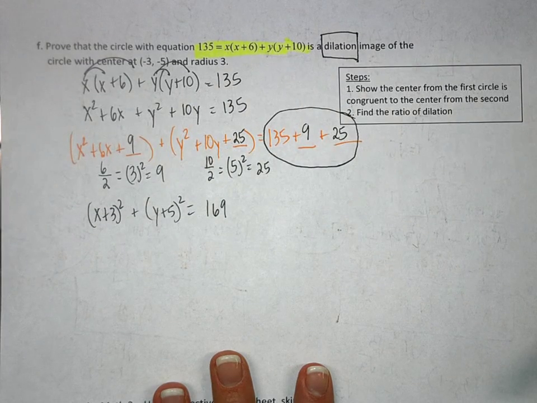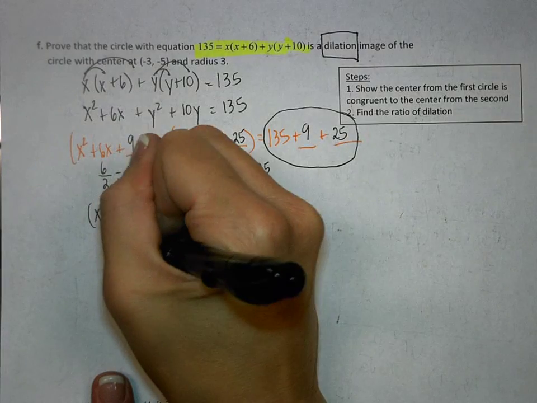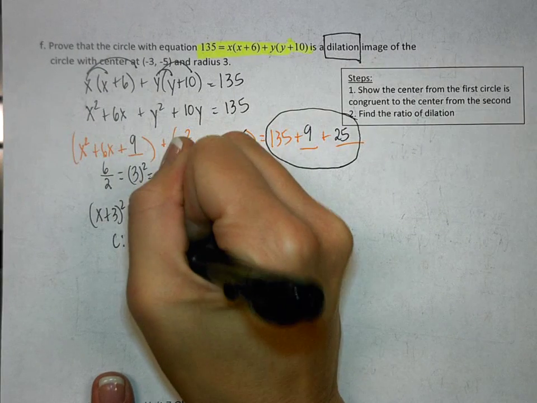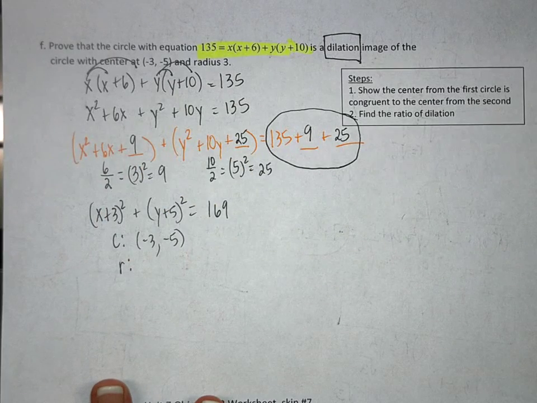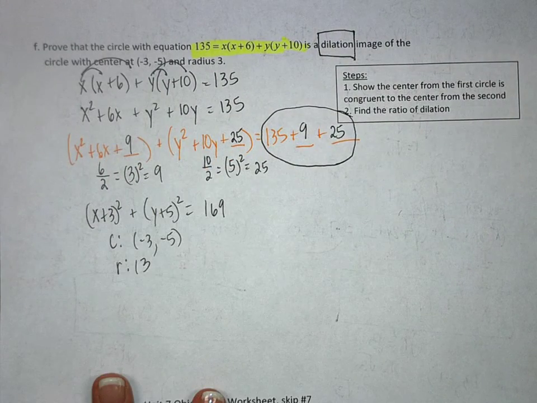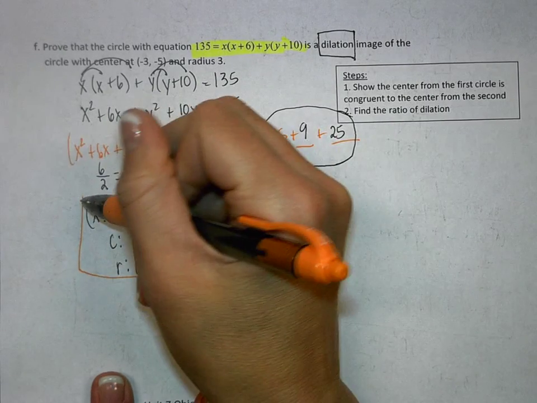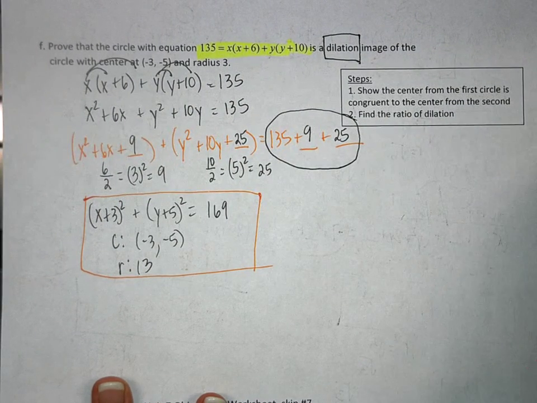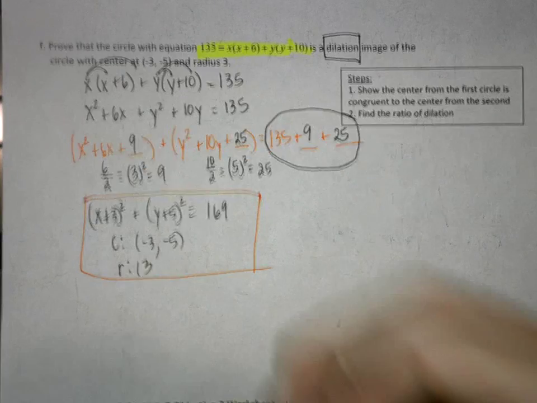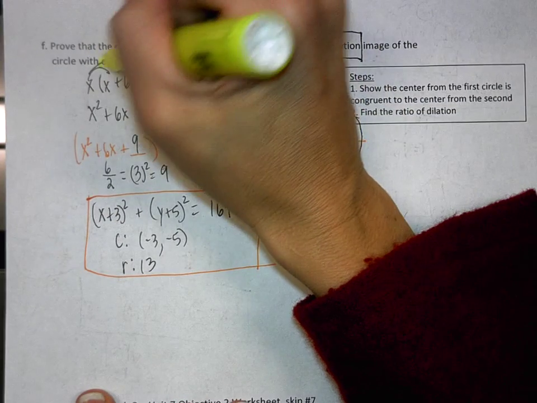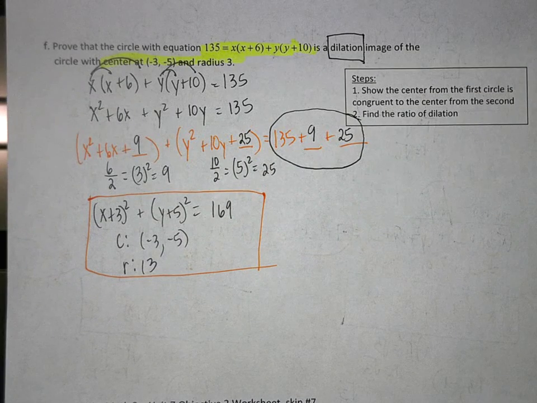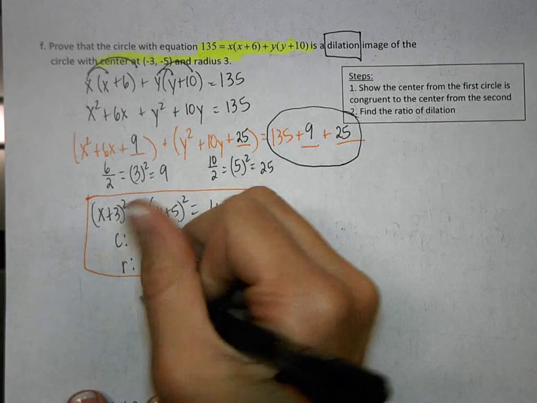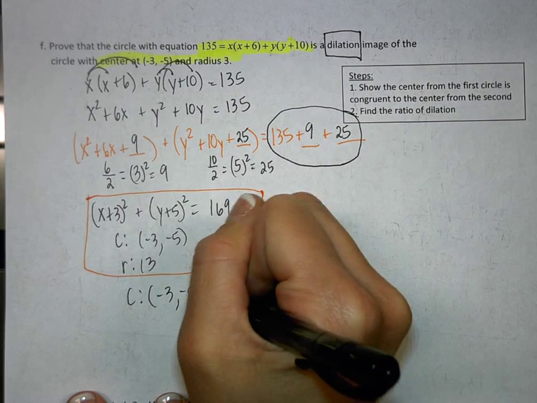Okay, so what is my center for this? Good. -3, -5. And what would my radius be on the circle? 13 is correct. Okay, so we have all of our information here. Now, the other circle said that it has a center at -3, -5 and a radius of 3. So let me just write this down. Center is at -3, -5, and the radius is 3.